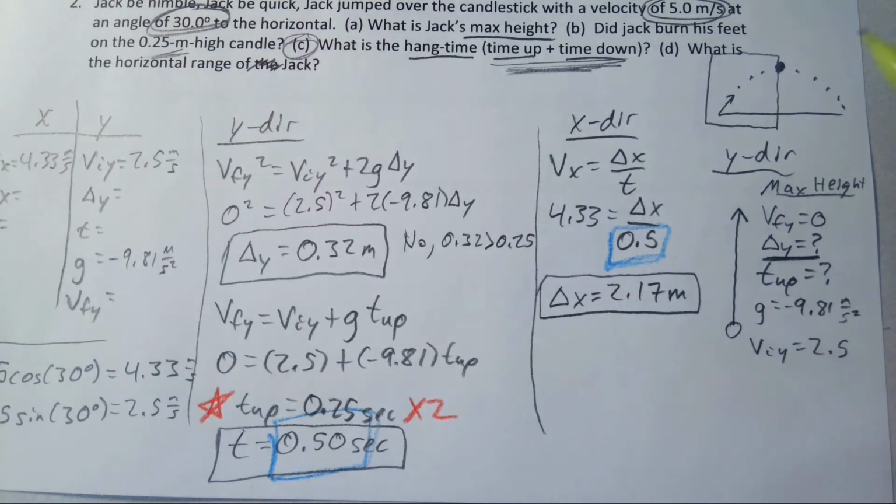Now, if we had used 0.25 seconds, what distance would we actually find? Yeah, we would only find the distance it takes to this point right there.